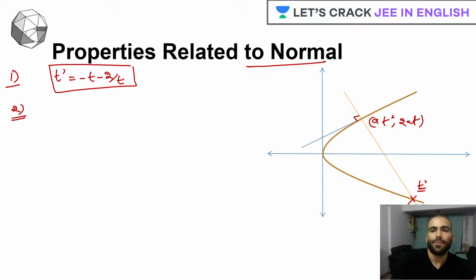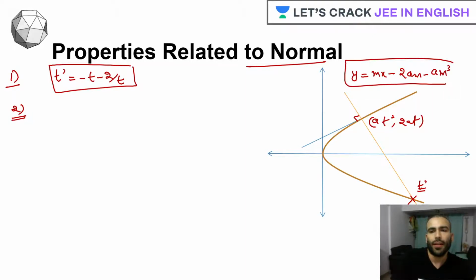Second property is, when you see the equation of a normal to any parabola, what is that equation? The equation is y = mx − 2am − am³. Now let's say this normal is passing through one point, h comma k. What do you see? You see that hm − 2am − am³ will be equal to k. Correct?